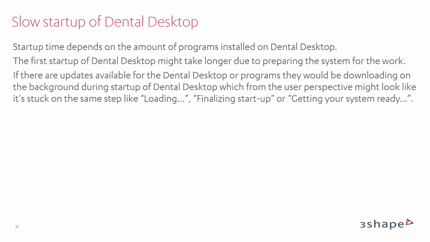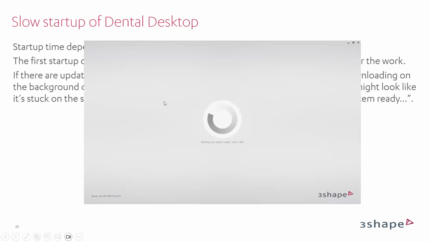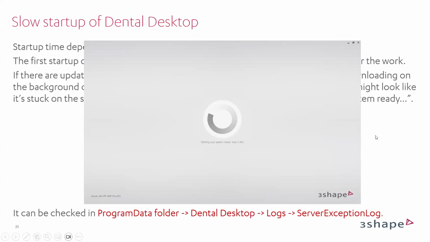So the system may upload the latest module versions or updates. You shouldn't worry if you just have this finalizing startup message on the screen and it's just rotating. You should wait for some time, because the system may upload some new modules at this time. Also, as you can see in these examples, getting your system ready, step 5 or 6, you may have a message like that, and that's absolutely okay.